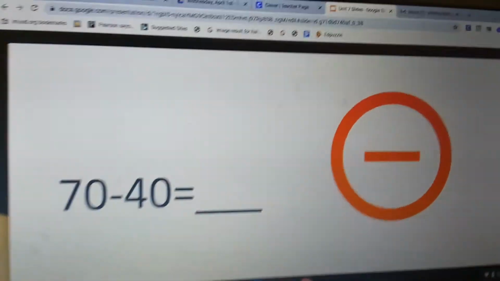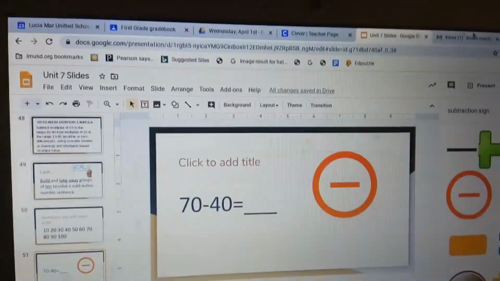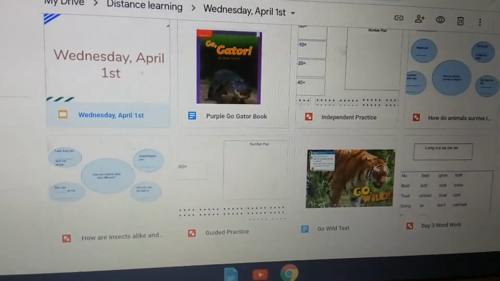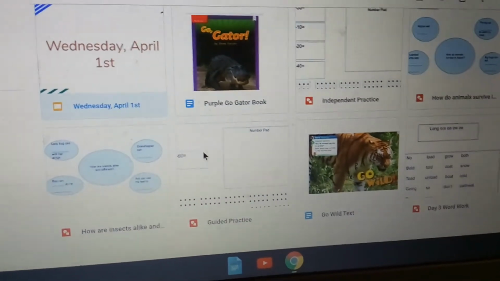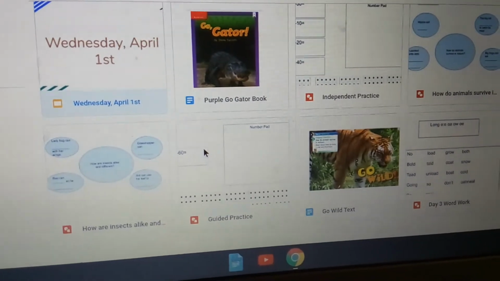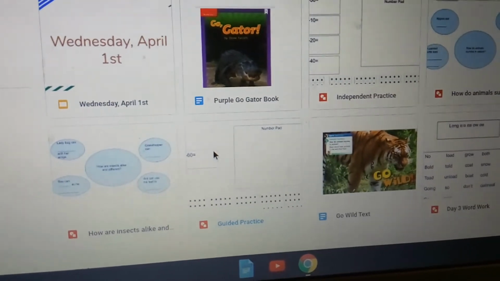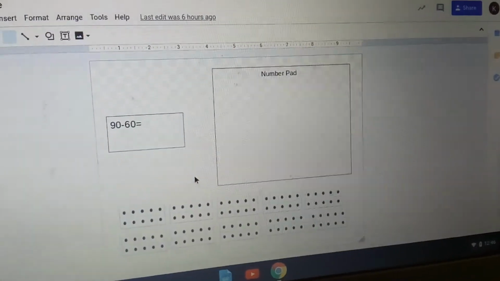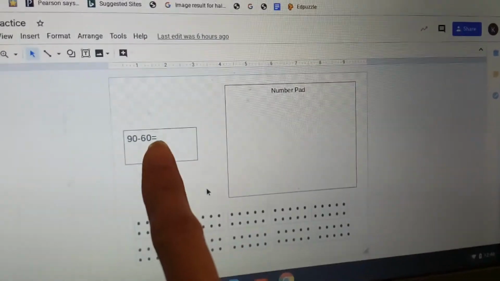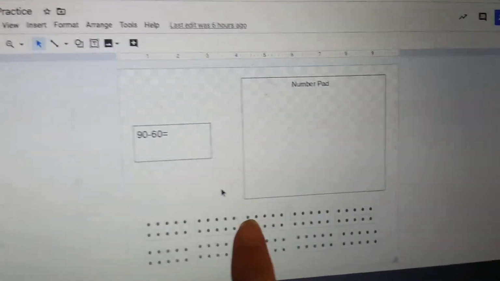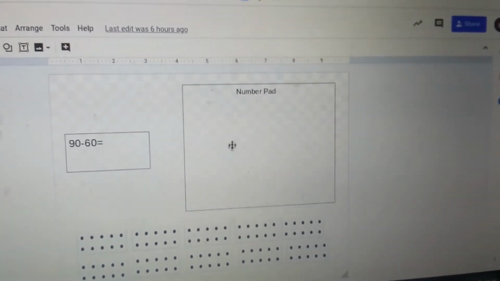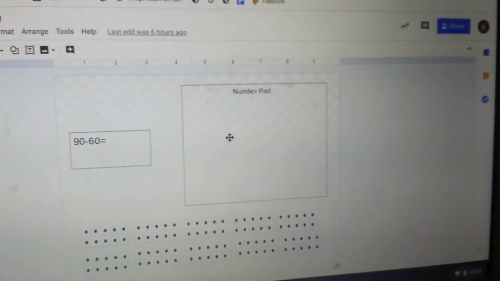So I'm going to hit escape right here, and I'm going to go on over here to Wednesday, April 1st. And in this, you can see there's a paper labeled Guided Practice. You each have a copy of this. So you're going to click on this, and it will show right on up. And in my Guided Practice, you can see I have my number sentence, the 10 frame cards, and a number pad where I could drag my 10 frame cards to build and take away numbers.